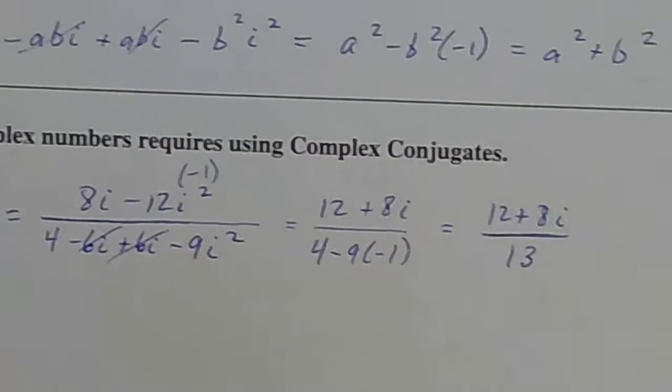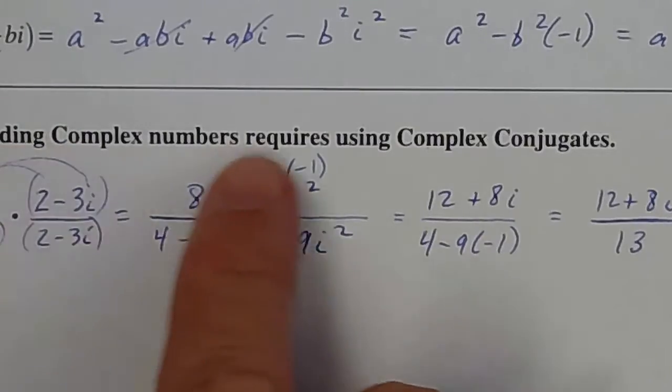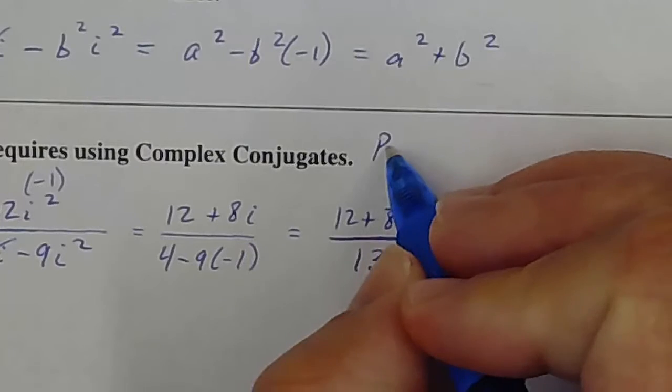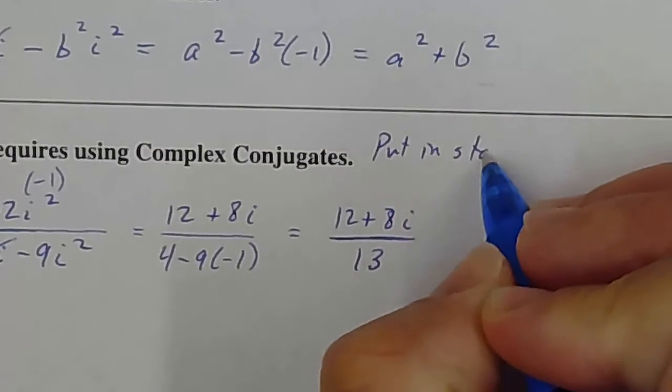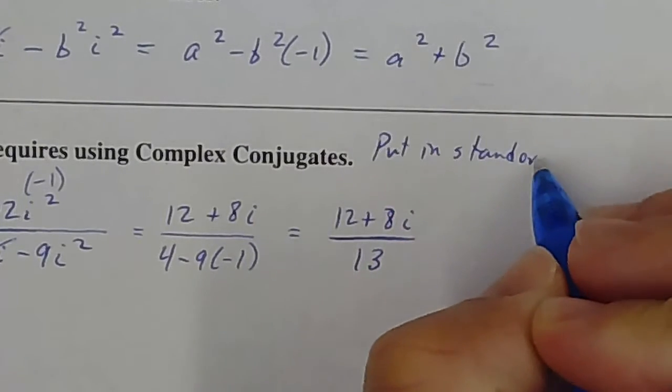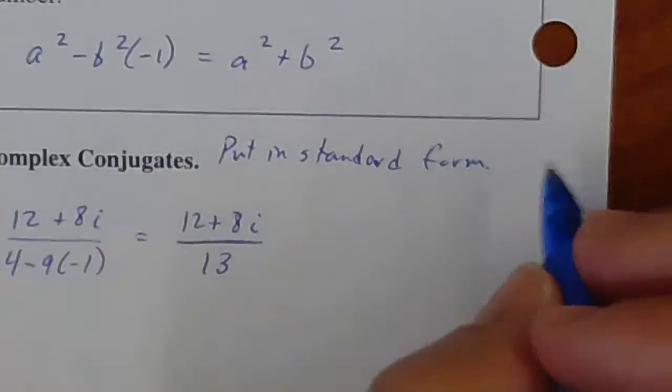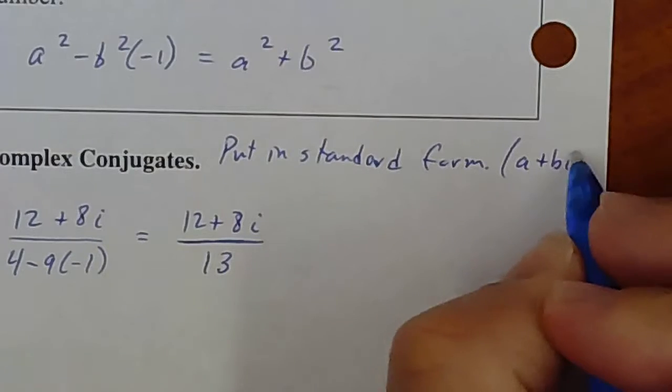All right, your final step, though, usually the directions will say to put in standard form. I probably need to redo these directions, but we'll just put it right here. Put in standard form is what the directions will say in your quiz. And by standard form, in these types of problems, they mean a plus bi.